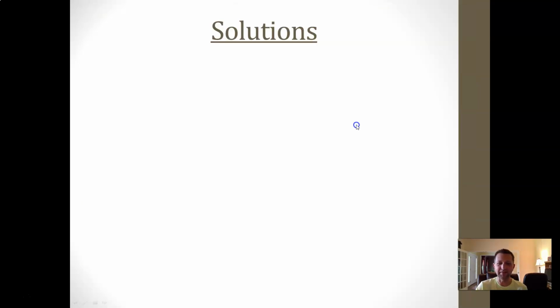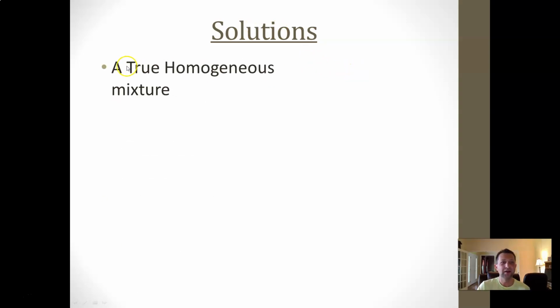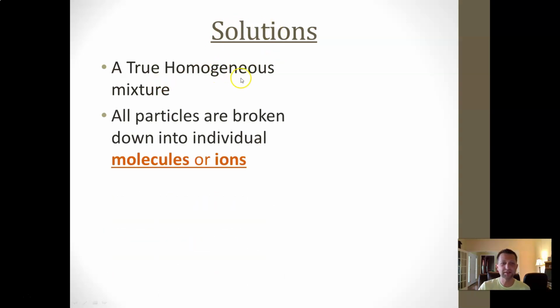So a little real life application here. So one example of a mixture that is a solution. We talked about that already a few minutes ago. A true homogeneous mixture. So solutions are homogeneous. All particles are broken down into individual molecules or ions. So that is really important here. Let's take a look at a little animation for that.